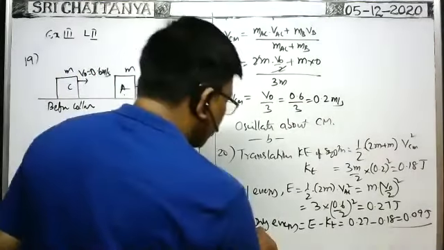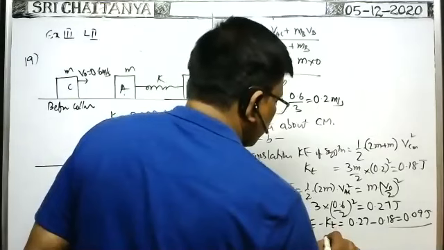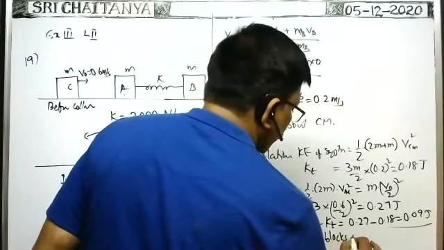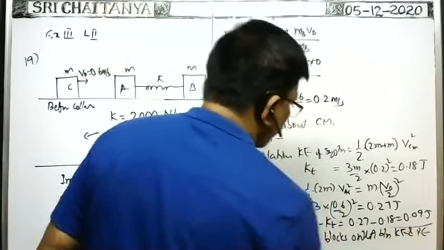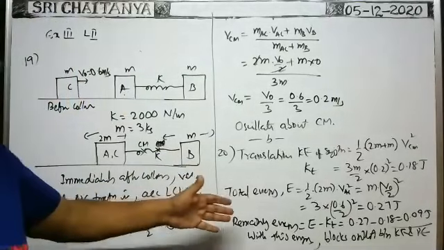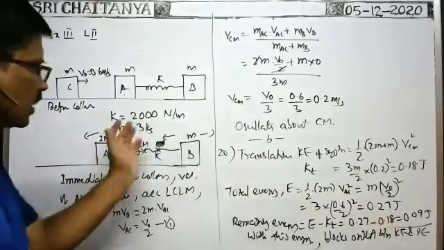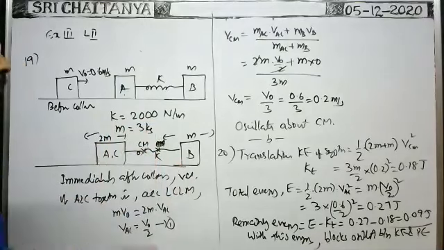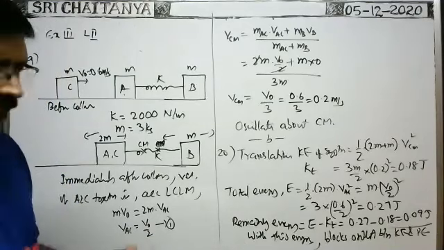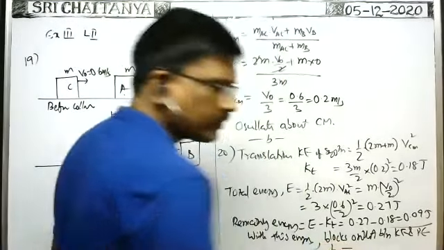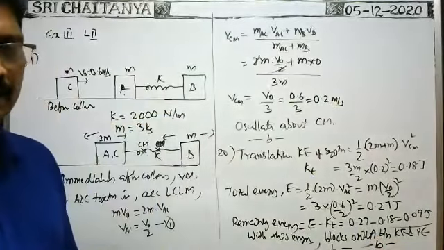Therefore, with this energy the blocks oscillate between kinetic energy and potential energy. Only this energy changes between potential energy and kinetic energy forms. That's why 0.09 is the answer. So option B is correct. Option B is correct for this.